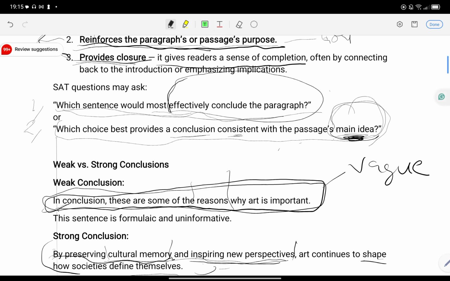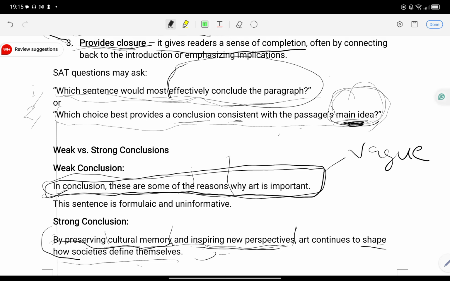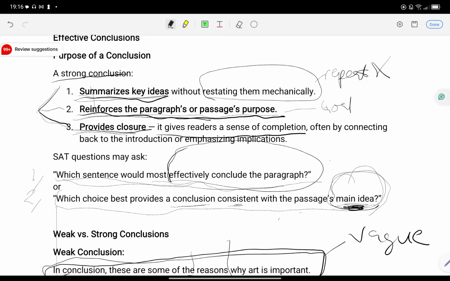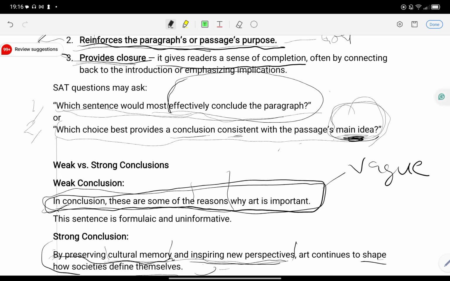Now, let's take a look at what a weak conclusion looks like and what a strong one looks like. Look at this weak one. "In conclusion, these are some of the reasons why art is important." This is weak because it is vague. It doesn't do any of these three things. It doesn't summarize the key ideas, it doesn't reinforce the paragraph's purpose, and it doesn't provide closure. This sentence is formulaic and uninformative.